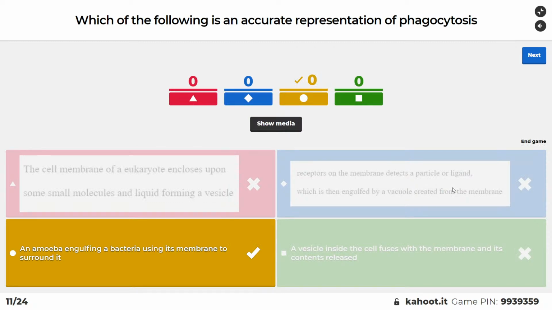The only one that makes sense for phagocytosis, which is engulfing large objects basically, is an amoeba engulfing a bacteria using its membrane to surround it. A doesn't make sense because it's enclosing smaller molecules. That would be pinocytosis. A receptor on the membrane detecting a particle or ligand would be receptor-mediated. And a vesicle inside the cell fusing with the membrane is the opposite of phago and pinocytosis.